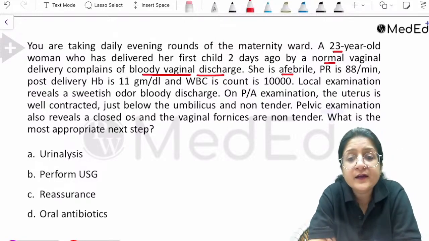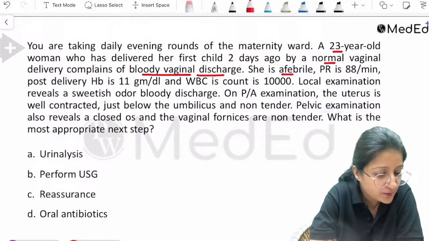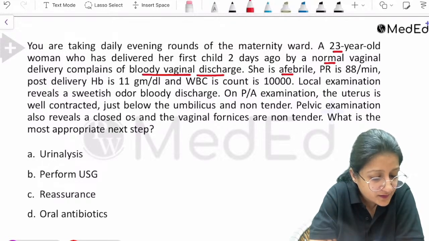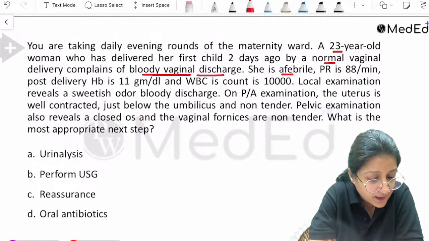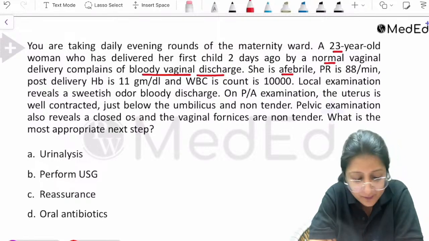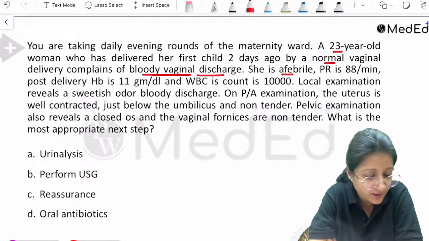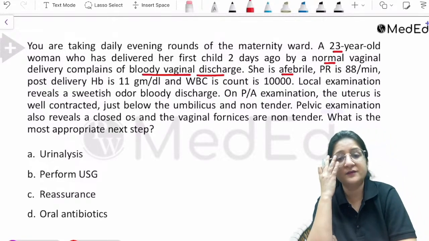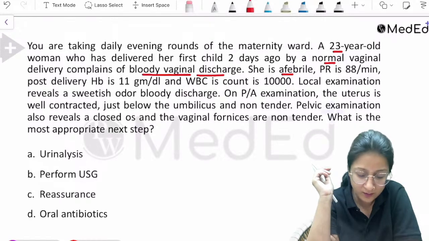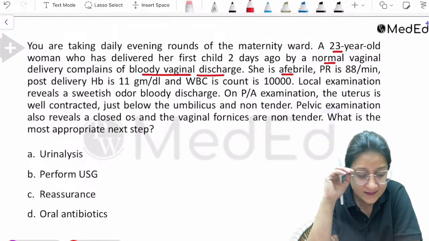So while you're figuring out the answer for this question, I'll take up a doubt. Prolactin levels, why is it maximum in pregnancy, not after delivery? Okay, that's an interesting question. Just give me some time. We'll take up this question and then we'll figure out the answer to that question. Why is it maximum in pregnancy and not after delivery?